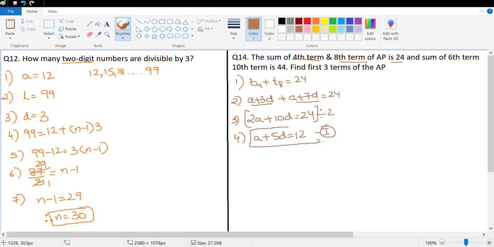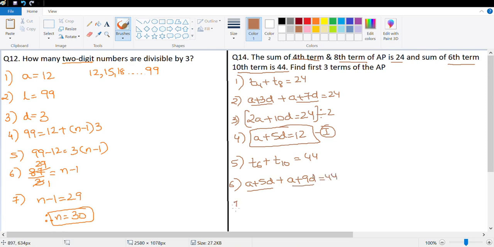Let's see what other relationship is given. It says the sum of the 6th term and 10th term is 44. So what is given is T6 plus T10 is equal to 44. Writing T6 and T10 in terms of A and D, I have A plus 5D. This is my T6, and T10 is A plus 9D, and this is given equal to 44.